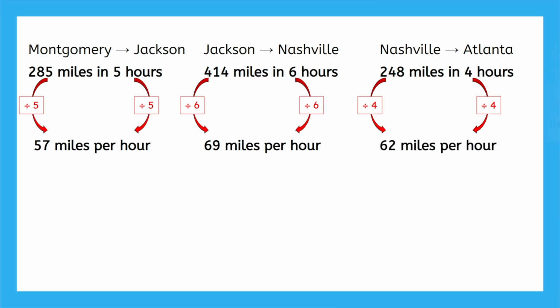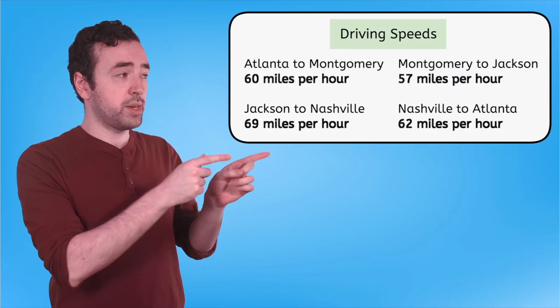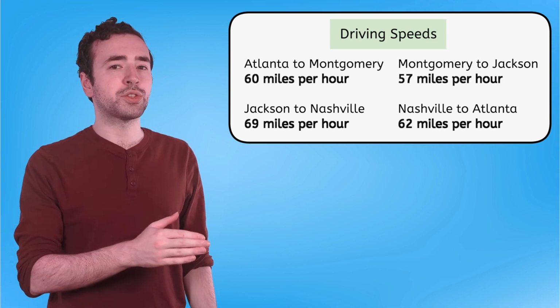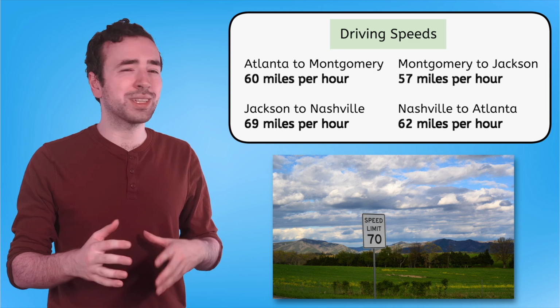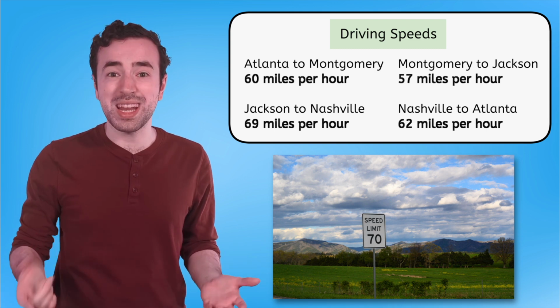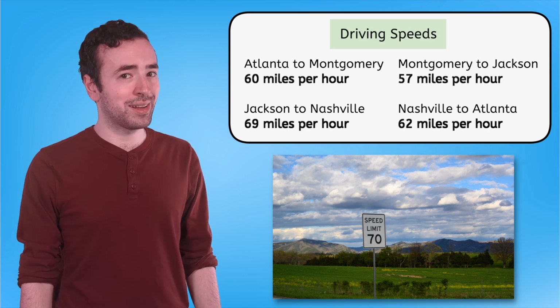All right, to recap, here are the speeds I need to drive to stay on schedule. I'll be driving along the interstate highways, and their speed limits are generally 70 miles per hour. Looking at my driving speeds, I won't go over the limit, and I'll also get to each city on time.